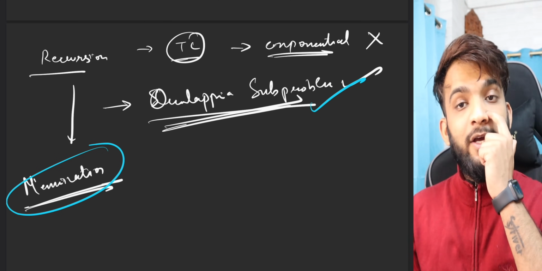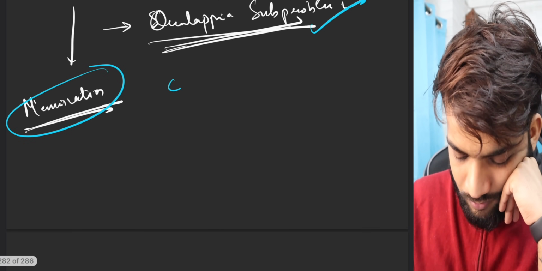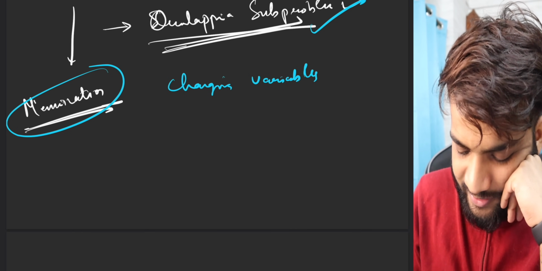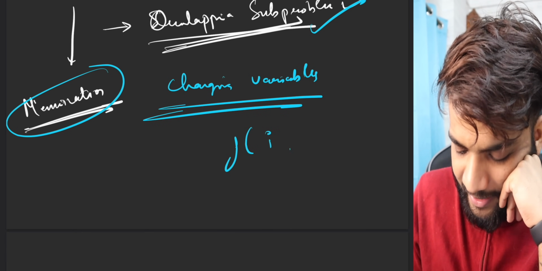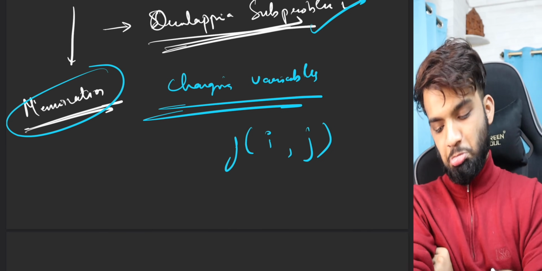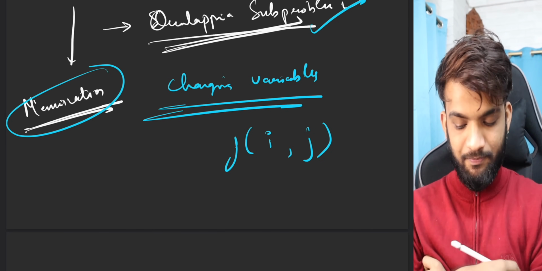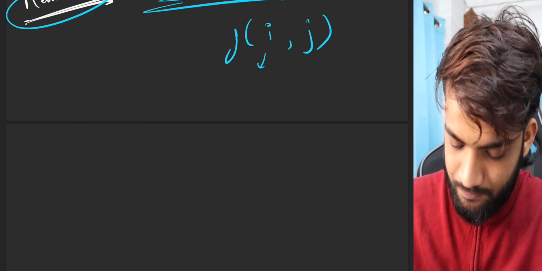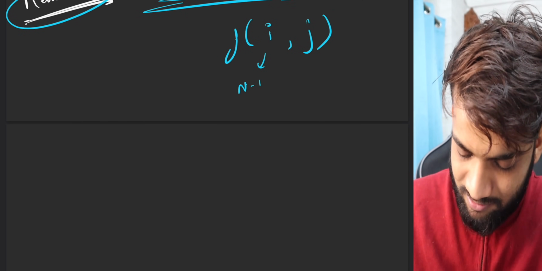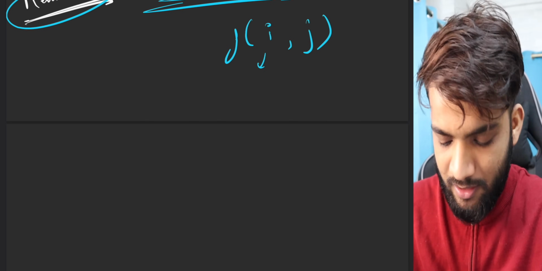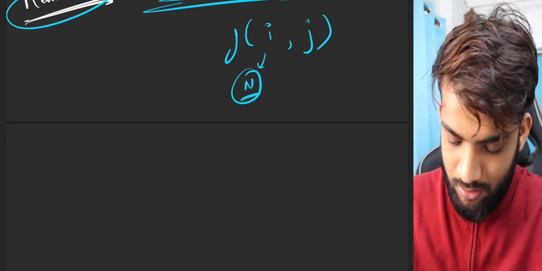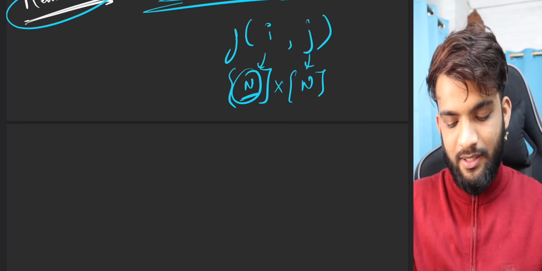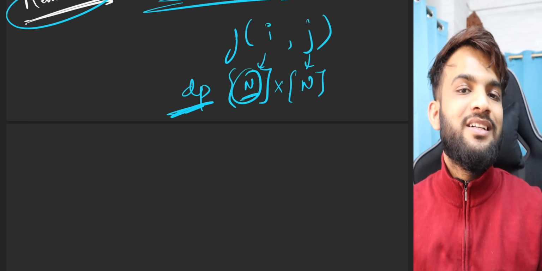In order to apply memoization, what is the first thing? See the changing variables. What is the state represented by? The state is represented by i and j. What is the value of i? The value of i is, at max, from 0 to n minus 1. So I can say this is n. If you can have an n cross n dp, then you can easily store the answer of that state.